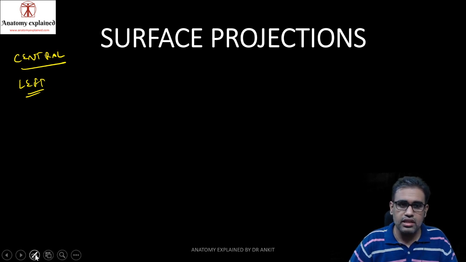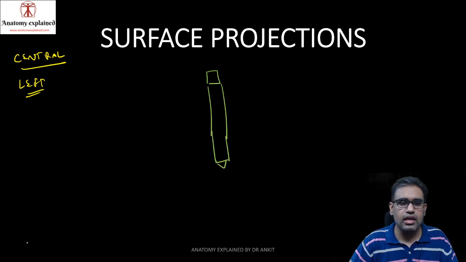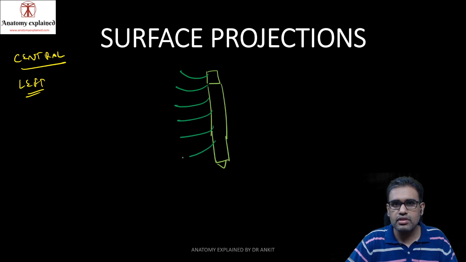So now let us see the surface marking over here. If we try to make the manubrium sterni and the body of sternum over here, and if we try to make a few ribs which are attached from here, so first rib will be going like this, second rib will be going like this, third, fourth, fifth, sixth and seventh, first, second, third, fourth, fifth, sixth and seventh.